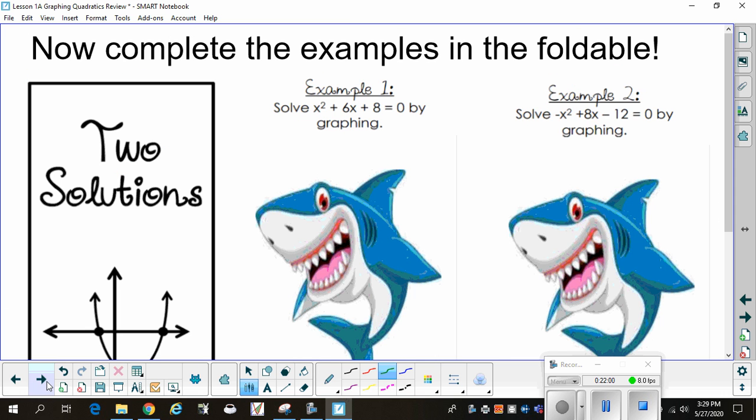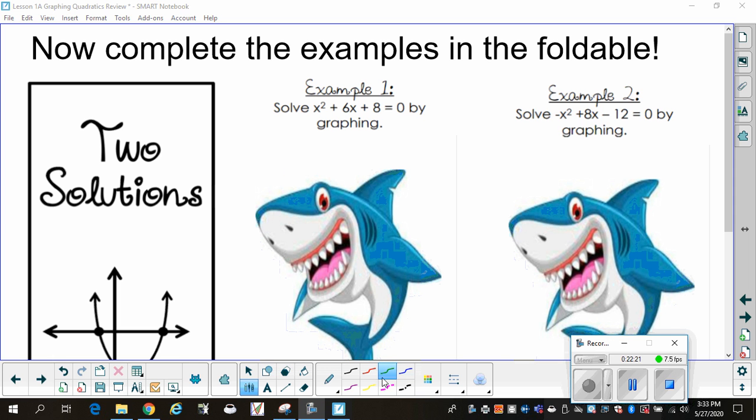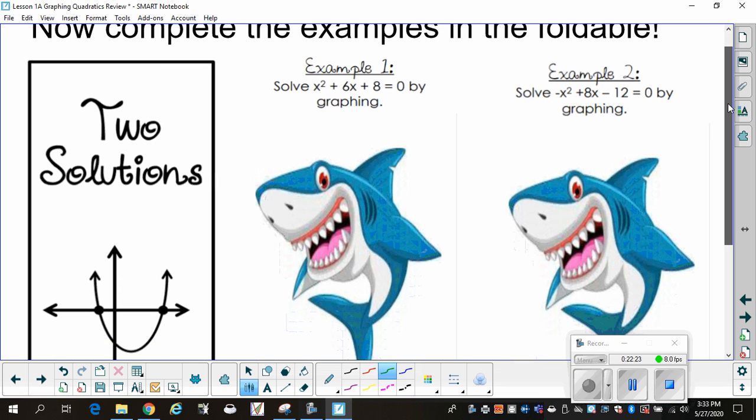Nice. Now, you've got a foldable that shows 2 solutions, 1 solution, no solutions. Take a moment, pause the video, and work through those. I will then go back over each one of those answers, just as I did those other 3 problems. Remember, these are like guided examples. Okay, so hopefully you've completed your examples.